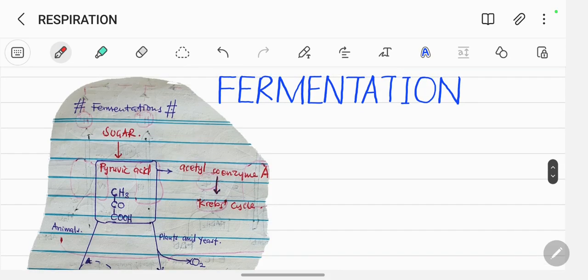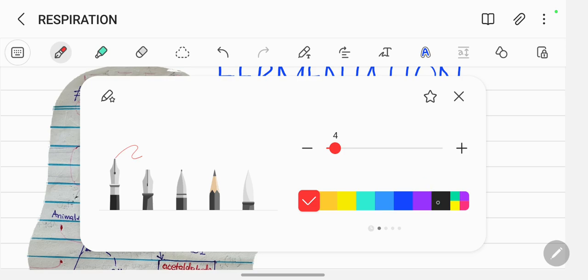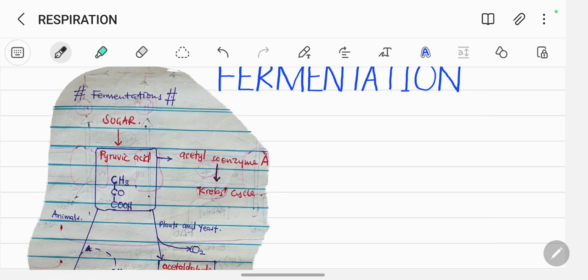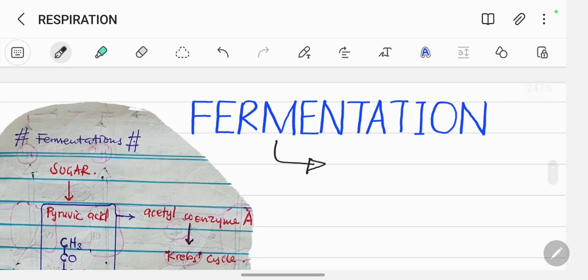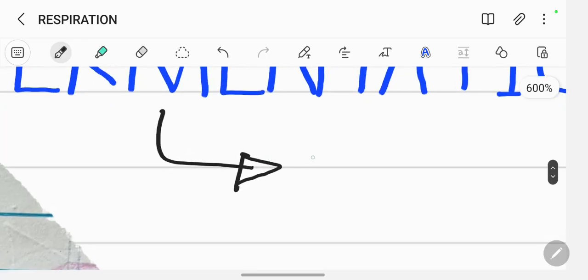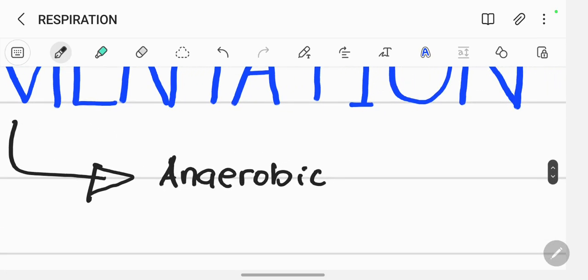So under this fermentation, we very well know that it's anaerobic respiration.